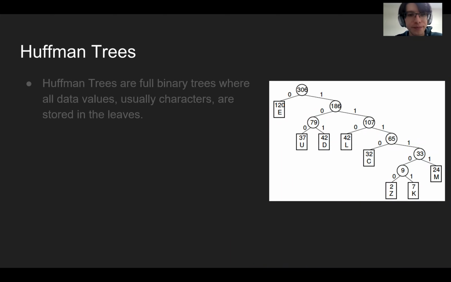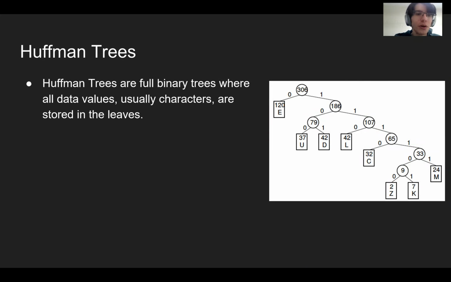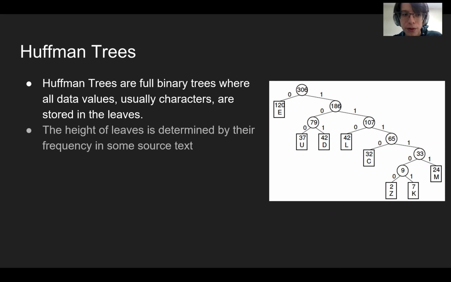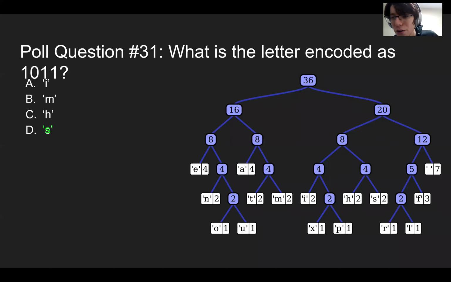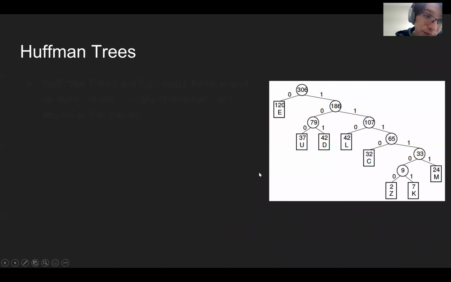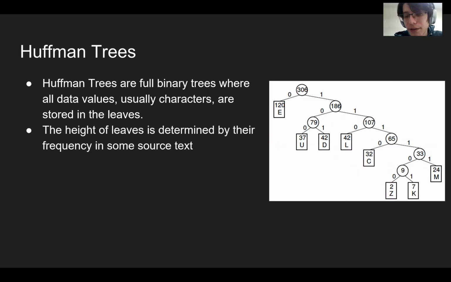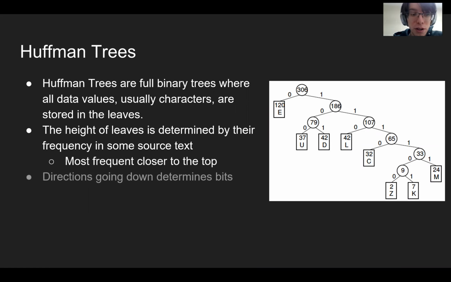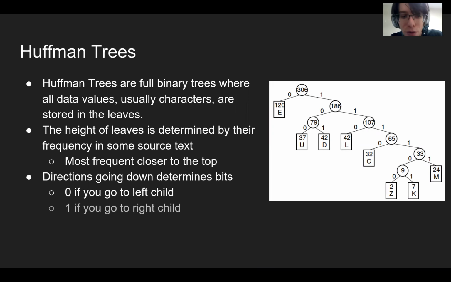So Huffman trees are full binary trees where all data values for characters are stored in the leaves. We talked about this last time. The height of the leaves is determined by their frequency in some text. So for example, maybe A here happened 4 times because it's A4. And when we actually put together the tree, that's how we factor in the frequency of something. The more frequent ones are closer to the top. And directions going down determine bits: 0 for left child and 1 for right child.